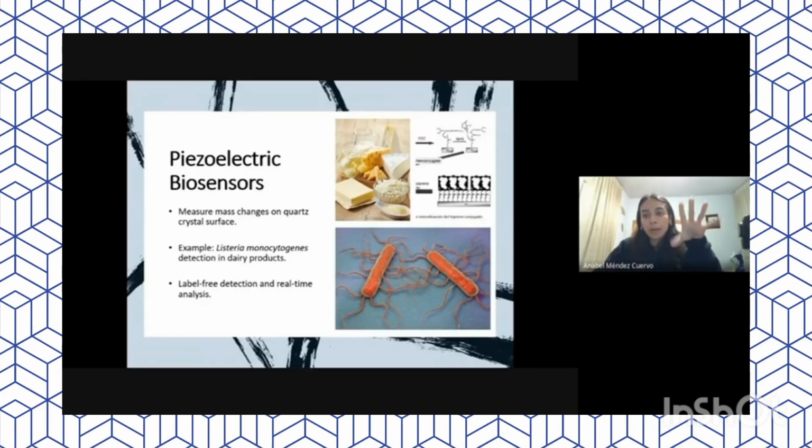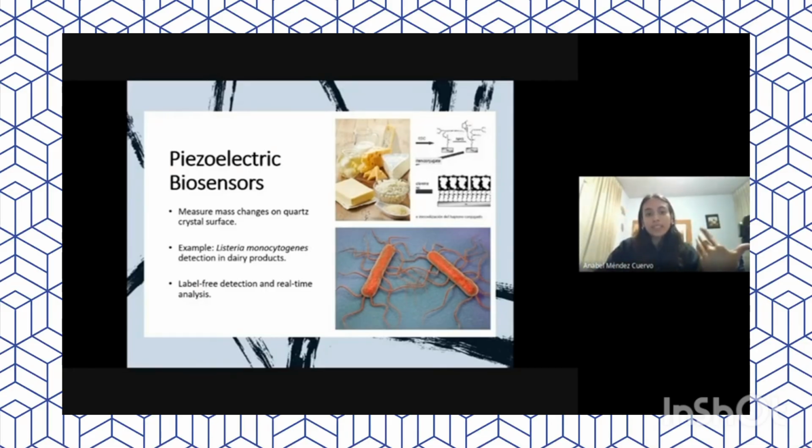Now I'm gonna talk about another type of biosensor, in this case the piezoelectric biosensor. This biosensor measures changes in mass on the surface of a quartz crystal. They are commonly used to detect Listeria monocytogenes in dairy products, and these sensors allow label-free detection and real-time analysis.